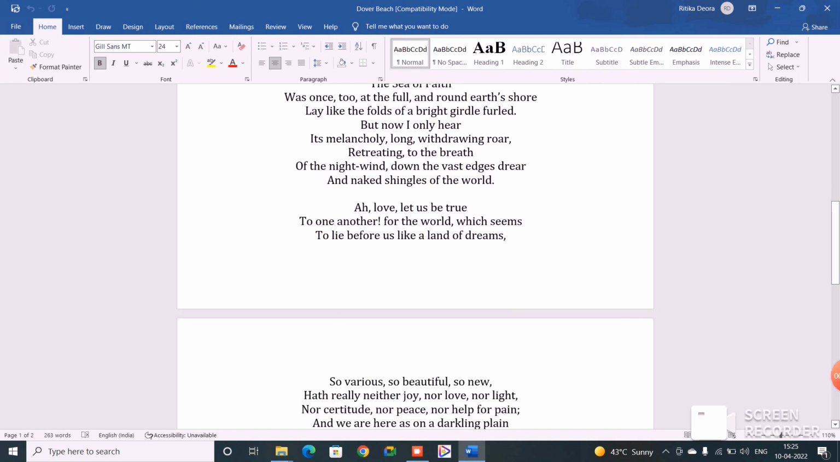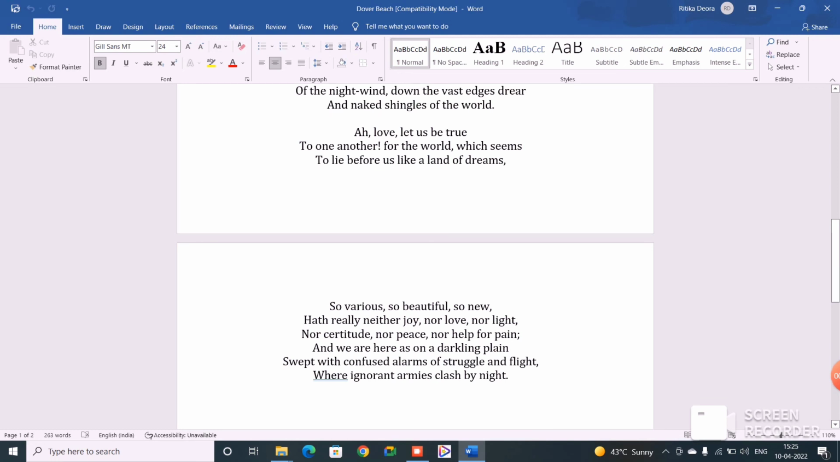Then, in the fourth stanza, the poet suggests the best possible way to face this terrible situation and to face this harsh reality with ease. He says that the only way and the best possible way to face this situation is love and companionship.